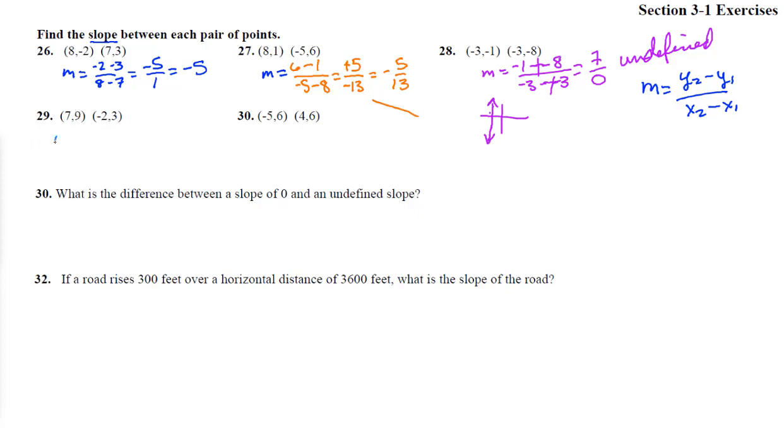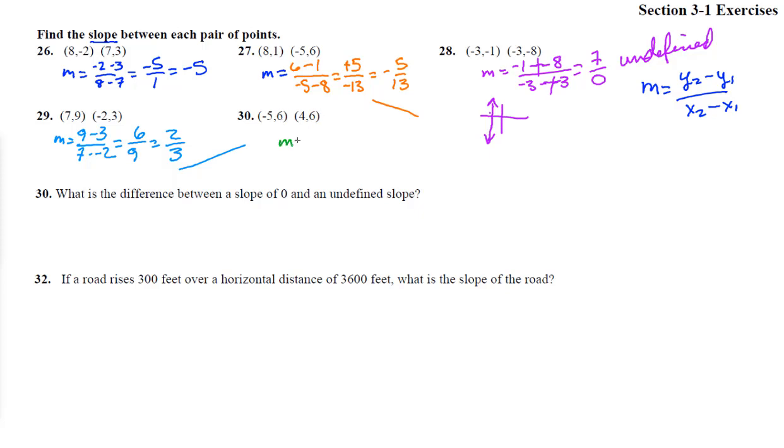9 minus 3, so slope is y minus y over x minus x. 7 minus negative 2. And that equals 6 over 9, which is 2/3. That's a positive slope, meaning it's headed up as you go to the right. And it's just a fraction, so it's not really steep. It's kind of, I don't know, like that. All right, number 30.